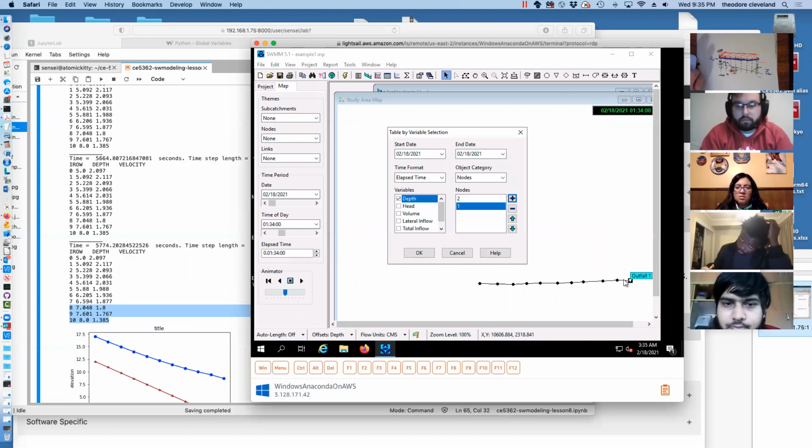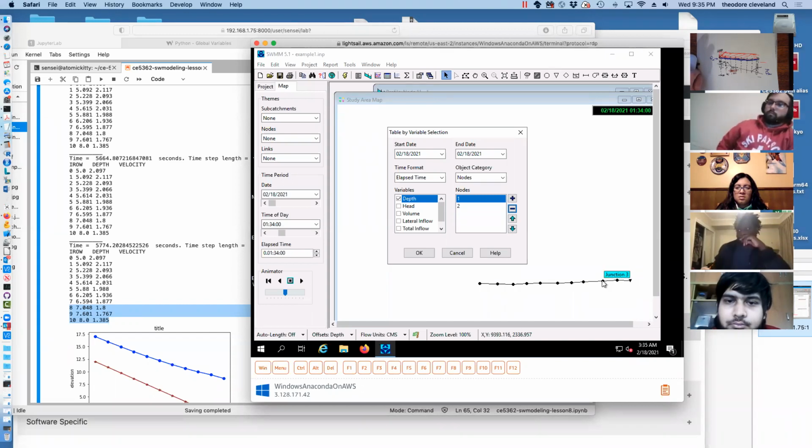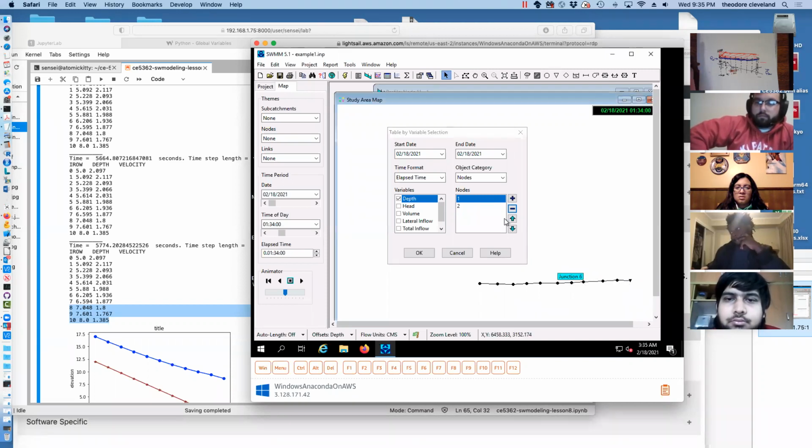Downstream. Let's go to the one immediately upstream of it. And we know the upstream end is fine. That's 1, 2. Okay, so that is position 10, 9, 8, 7, 6, 5.